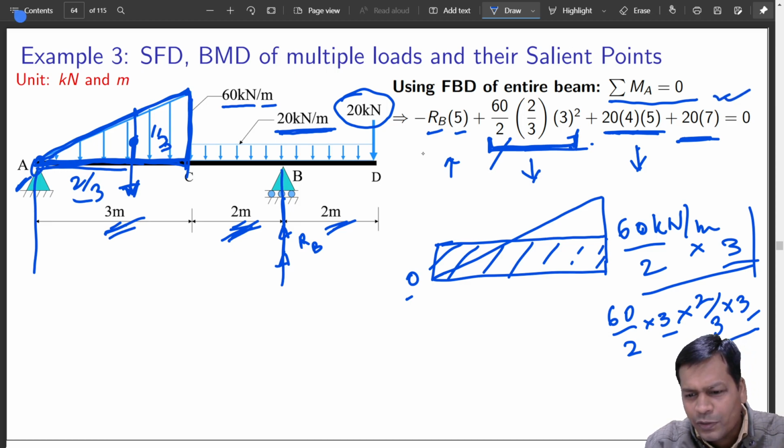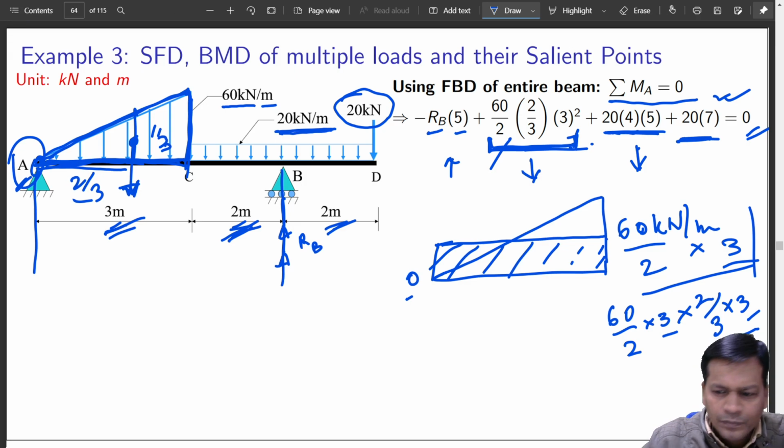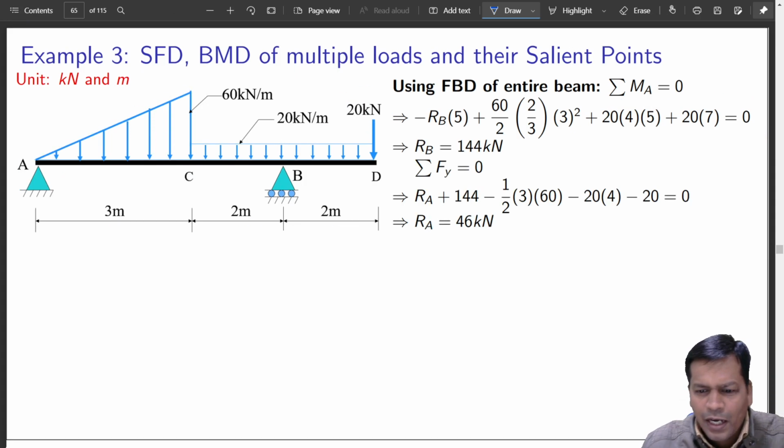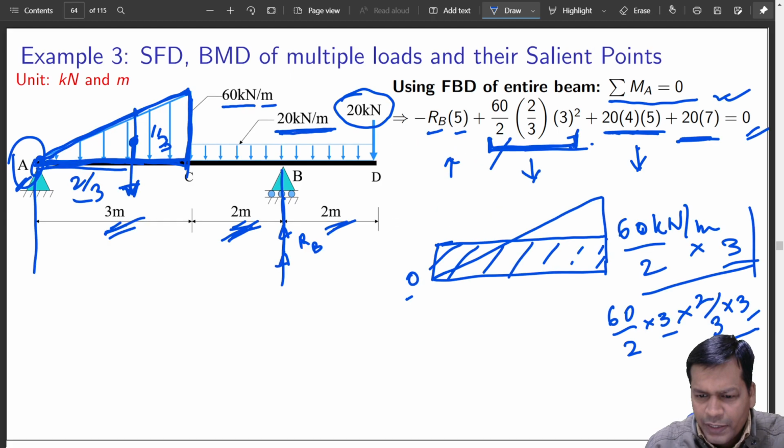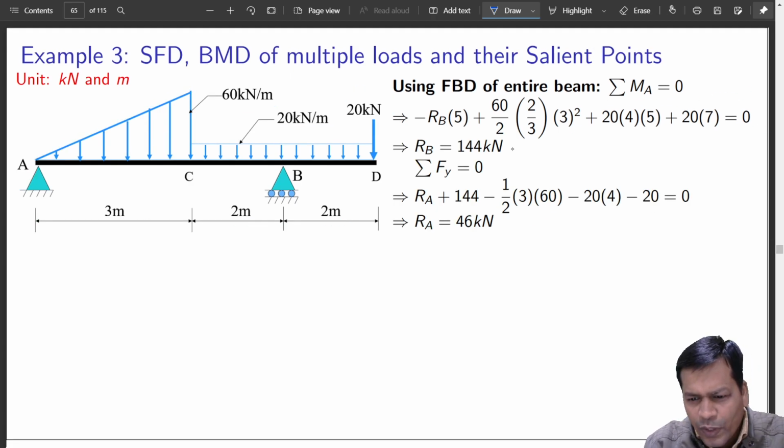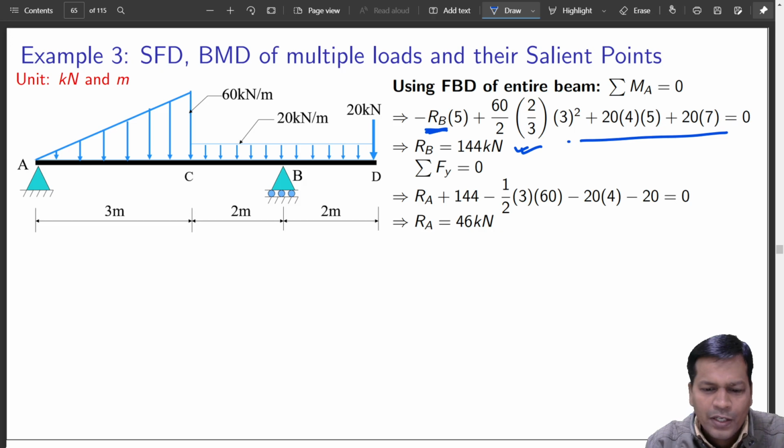So the overall sum of all the moments about A is equal to 0. I will equate it to 0, and what did I get? Exactly, RB. I got RB as 144 kilonewton. If you solve it, you will get this. This is the only unknown which was there.